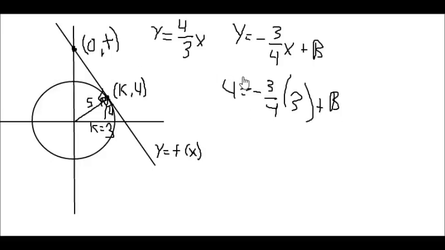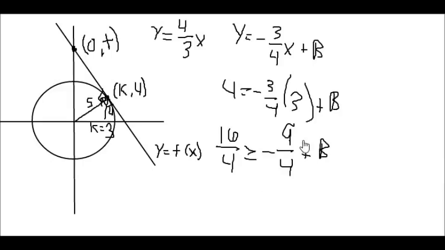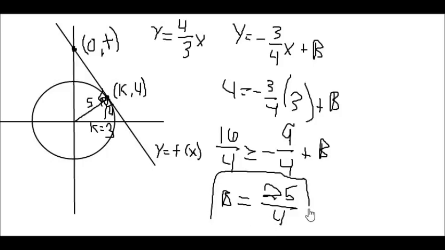Now we'll get common denominators. We'll put 4 as 16 over 4 is equal to negative 3/4 times 3. Oops. That's negative 9/4 plus b. And then when you add negative 9/4 over to this side, you're going to get that the y-intercept is equal to 25/4. This is about a 4 or 5 difficulty level geometry problem on the SAT.